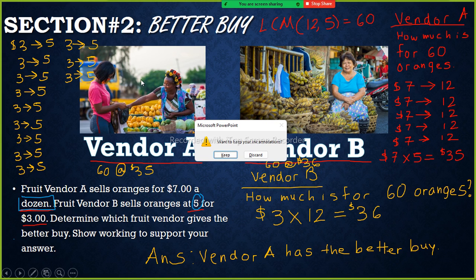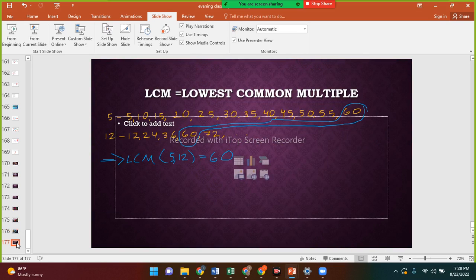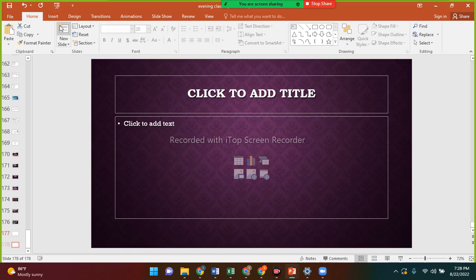Incidentally, our black smiley lady has the cheaper price. So be careful of those smiles. They could run you into prices that you might not want.